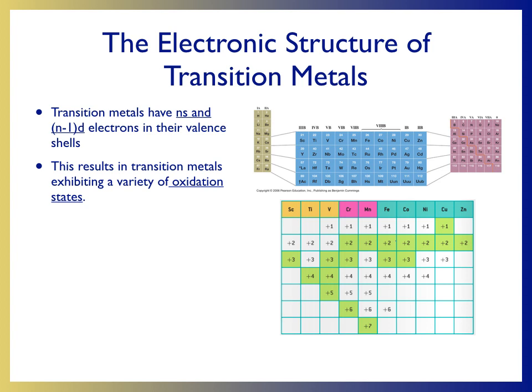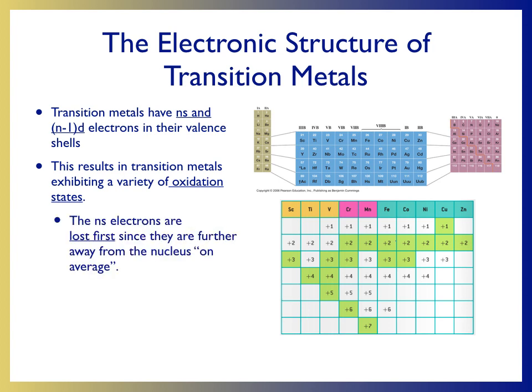You'll notice that most of the transition metals in the first row have an oxidation state of +2, or can have an oxidation state of +2. This is because all transition metals have one or two s electrons. The s electrons are on the outermost part of the transition metal atoms and are usually ionized first, since they are furthest away from the nucleus on average. This is why most transition metals do have a +2 oxidation state.